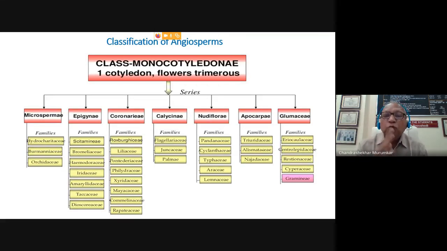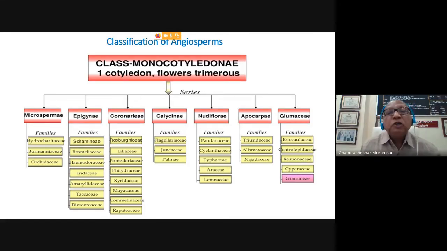Apocarpi, where the ovaries were free. So they have 3 ovaries which are free. So a tricarpellary ovary, which is apocarpous and obviously superior. And in Glumaceae, the ovary is superior and the carpels are fused together.